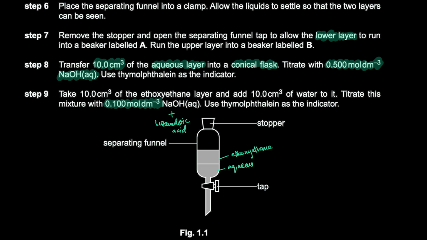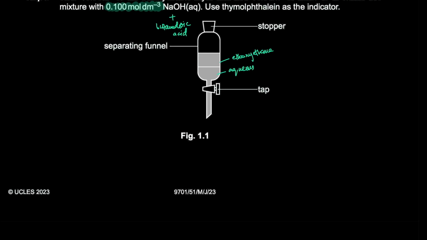Why? Because the butane dioic acid is in the ethoxyethane, and the water and the ethoxyethane are immiscible. So in order to get a reaction, we add the water to it. The butane dioic acid will move from the ethoxyethane to the water, and then the sodium hydroxide will be able to react with the butane dioic acid in the water. So the reason we're adding water is so that the butane dioic acid in the organic layer moves into the water so that it reacts with the sodium hydroxide.